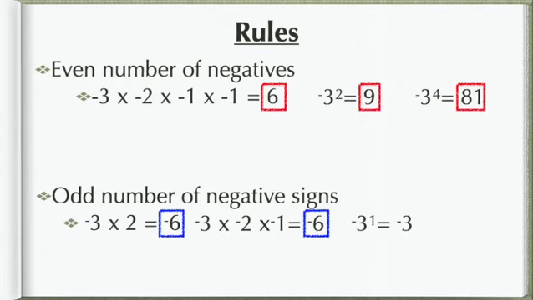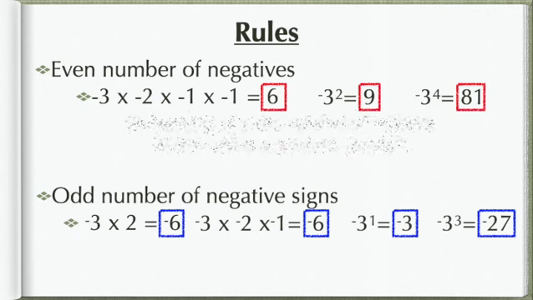Negative 3 to the 1st power means you have only one negative 3 as a factor, so it's negative 3. Negative 3 to the 3rd power means you have negative 3 times negative 3 times negative 3, so you have 3 negative factors. That's going to give you a negative answer because negative 3 times negative 3 is a positive 9. Positive 9 times negative 3 is negative 27.